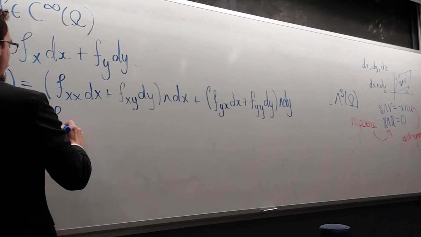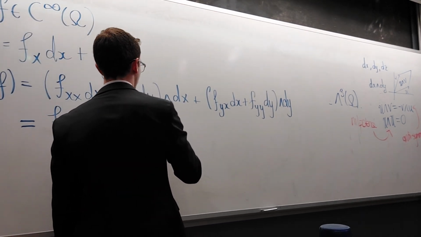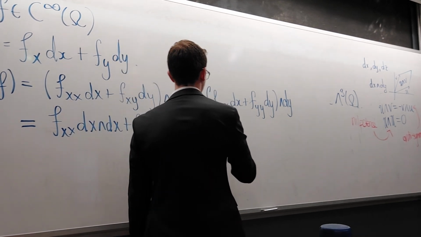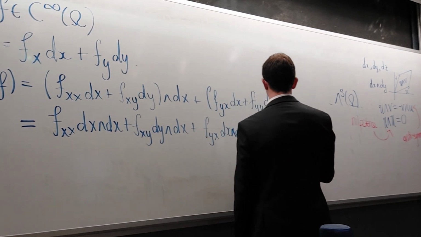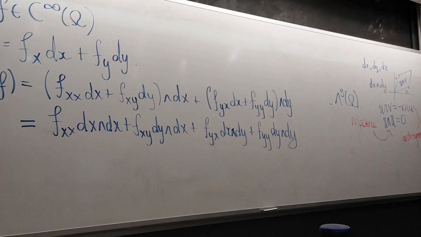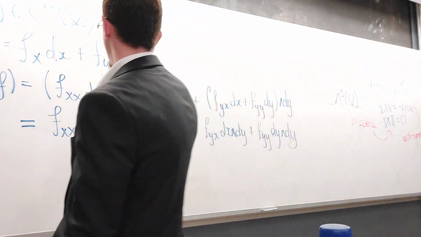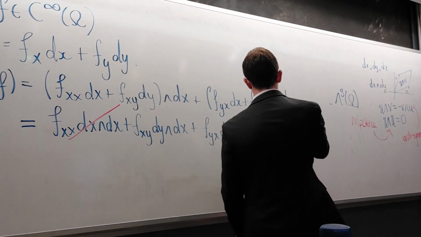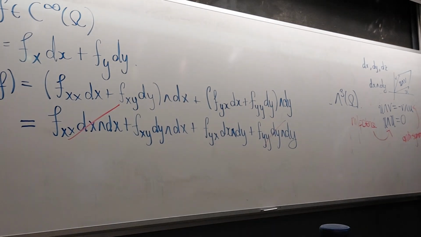Expand it out as per usual. fxx dx wedge dx plus fxy dy wedge dx, plus fyx dx wedge dy, plus fyy dy wedge dy. It's kind of the same thing over and over again, right? What do we do now? Cancel the other stuff. Nilpotence tells you the following terms vanish. Now we have fyx minus fxy.